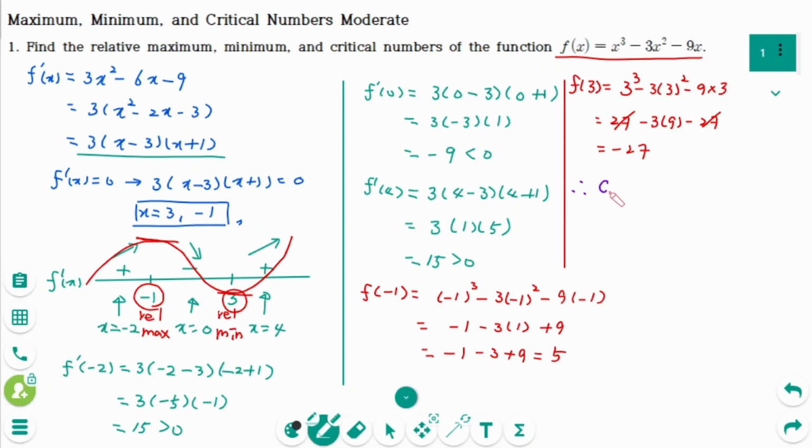Then critical numbers, x equals 3 and minus 1. Relative maximum is here, f of minus 1 equals 5. Relative minimum is here, f of 3 equals minus 27.